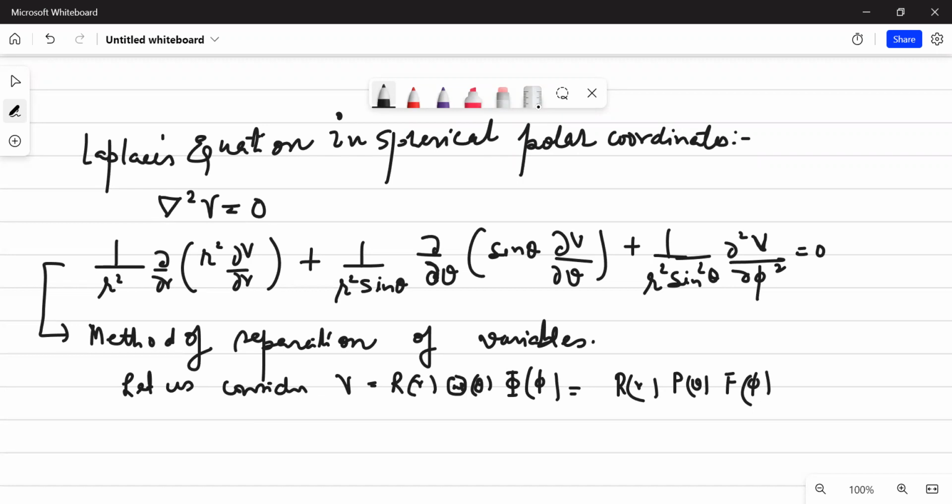So for example, what do we do when we insert all these things inside? See, here you have the derivative with respect to r, so you will have 1 upon r square, and del by del r of r square, and only one component, that is del R upon del r, would be there. All other components will come out. That is because here you have to differentiate with respect to r, so you cannot differentiate with respect to theta and phi. So all of these things will come out. P of theta and f of phi will come. Is that clear?